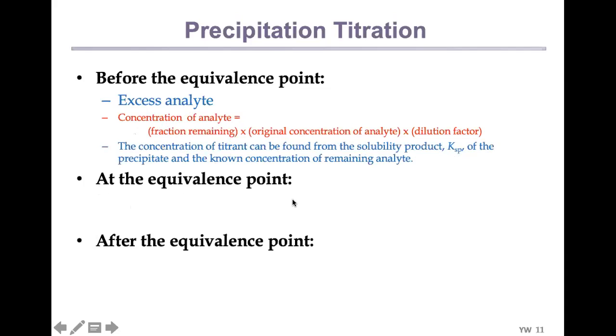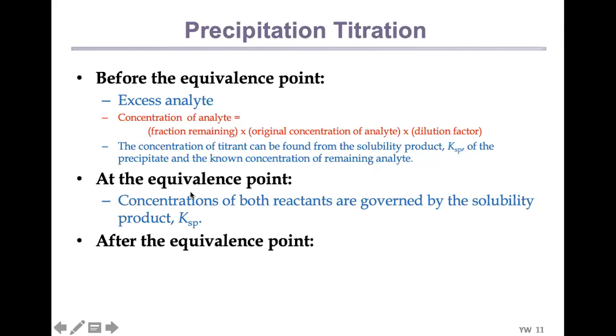At the equivalence point, it is relatively easy because all the analyte has reacted with all the titrant. So theoretically, all of them go into the precipitate, but then equilibrium will be established. So a small amount of the precipitate will go back to the solution to establish the equilibrium between the solid and the ions, right? So we can calculate the concentration of both reactants by the solubility product.